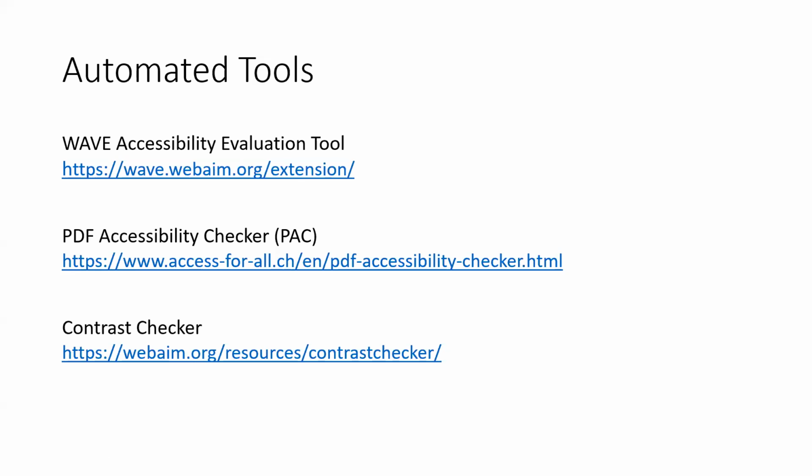PDF Accessibility Checker is a free tool to test the accessibility of PDF files. It's for Windows only. If a PDF starts as a Word document and is then transformed into a PDF, you can actually address the issues through Word prior to creating the PDF. And you can also check PDF accessibility issues if you have access to Adobe Acrobat Pro DC.